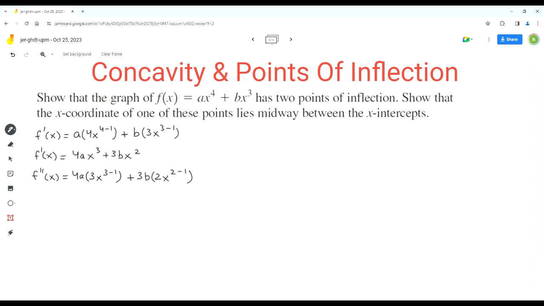Now we can simplify this expression. So 4a times 3 is 12a, and the exponent 3 minus 1 is 2, and in the second part 3b times 2 is 6b, and just x. Now to find the inflection point, we'll set the second derivative to 0 and solve for x.